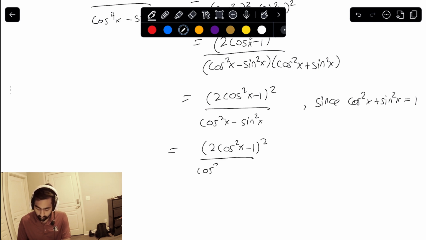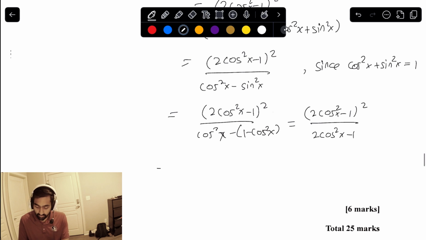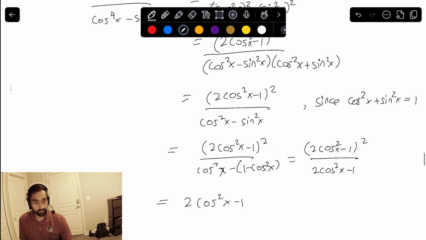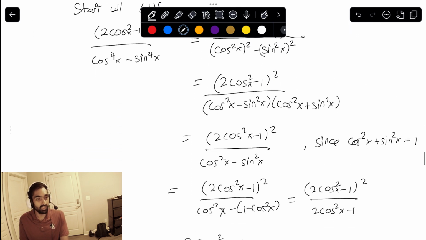So if I do that, all over cos squared x minus (1 minus cos squared x), I actually see that what I get in the denominator is the same thing as what I had in the numerator. It's (2 cos squared x minus 1) all squared all over 2 cos squared x minus 1. So that means that I can just remove 1 from the power of the numerator, so it's just 2 cos squared x minus 1, and I'm really close. But the only thing is my expression is in terms of cos squared, and the right-hand side is in terms of sine squared. So what do you think I'm going to do?